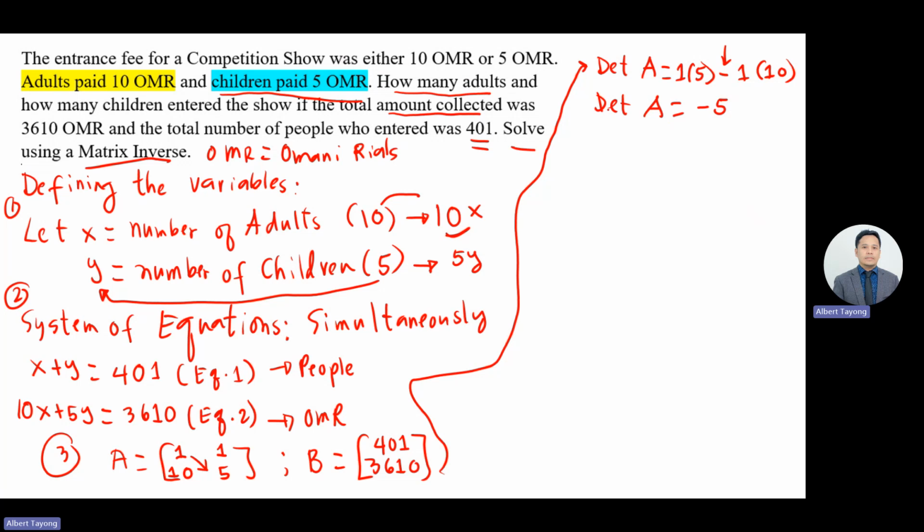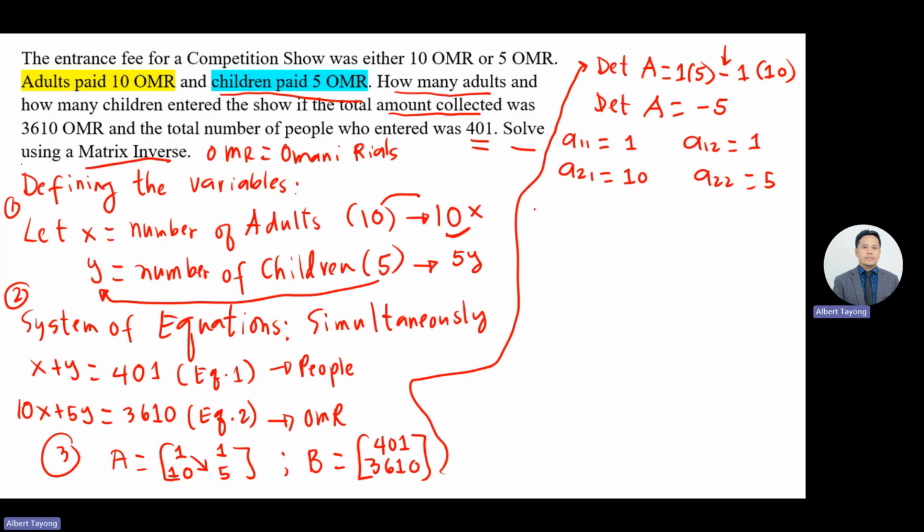Then we're going to use the formula using the elements, of course. A sub 1, 1 is 1. Then A sub 1, 2 is 1 as well. Then A sub 21 is 10. And A sub 22 is equal to 5. A11 means row 1, column 1. That's 1. A12 is row 1, column 2. A21 is row 2, column 1. And A sub 22 is row 2, column 2.